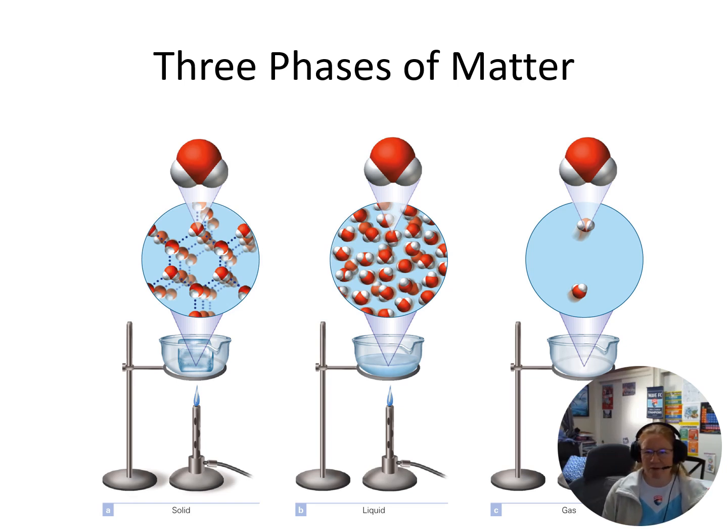Liquid, we're not quite so rigidly held together, but we're held together by those intermolecular forces, and we're flowing around. So we have a definite volume, but we don't have a definite shape. If I were to pour the tea in my cup into a different cup, I'd still have the same amount of tea, but it would take on the shape of the new cup. And then gas, we know gases are super far apart from each other. They expand to fill their containers. We have no definite volume, no definite shape.